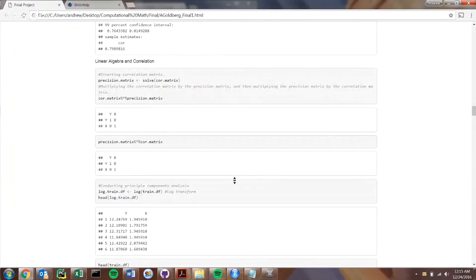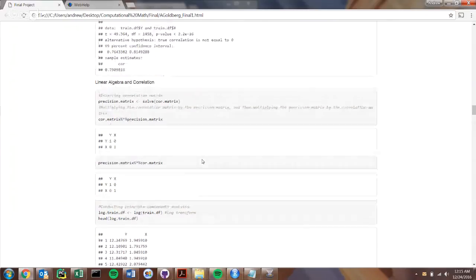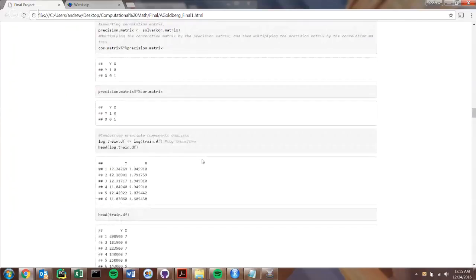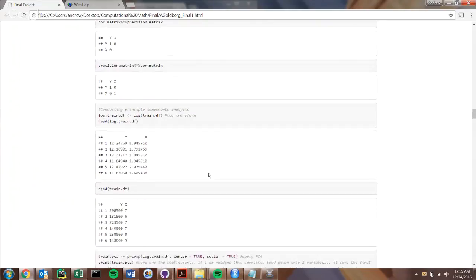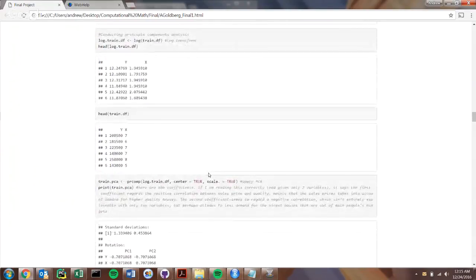If we look at the linear algebra and correlation section, we play with the correlation matrix, then we play with the precision matrix. And then to conduct principal component analysis, first we take the log transform to smooth the data a little bit, and then we look at the head, the summary.